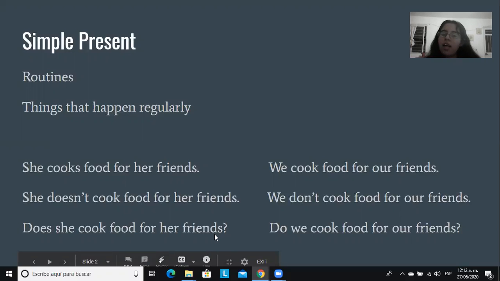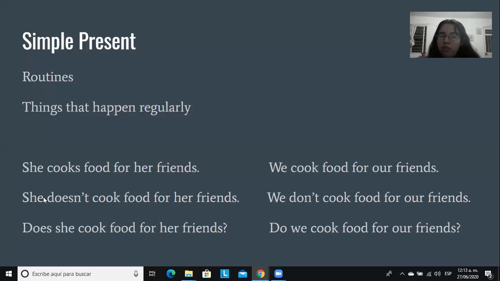Question mark. And when we have we or all the other ones that are not he, she, or it, we don't add the S. So we have we cook food for our friends. That's correct. Then if we want negative and it's we or they, whichever one, it would be we don't cook food for our friends.